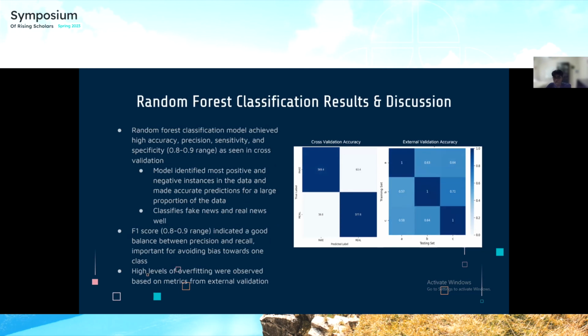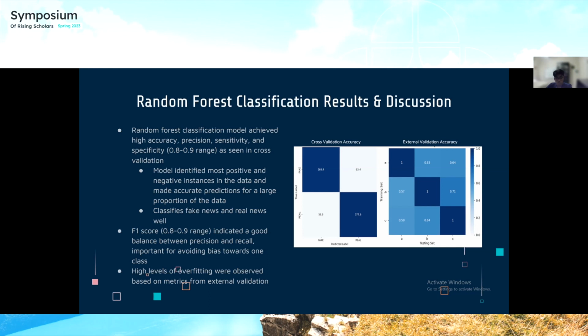For the random forest classification results, we see that it also had a high level of accuracy, precision, sensitivity, and specificity, which is in the 0.8 to 0.9 range, similar to the Naïve Bayes model, and can be seen in the cross-validation accuracy. This means that the model is pretty good at identifying the positive and negative instances in the data. Once again, that is identifying fake news and identifying the actual real news for a large proportion of the data.